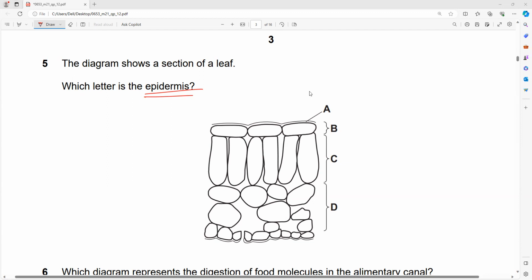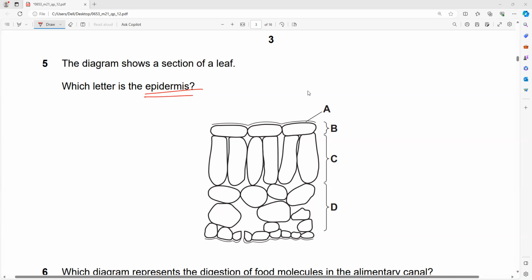Fifth one. Which is the epidermis? A, B, C, D. A. They are asking epidermis. A is the what, guys? Anybody can answer? A is not epidermis, Aishwarya. A is not epidermis. A is the what, guys?